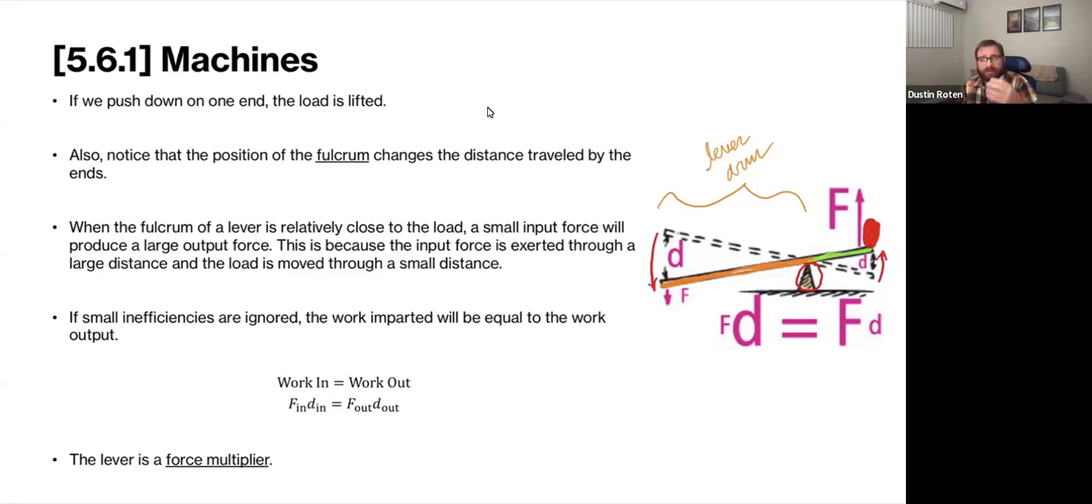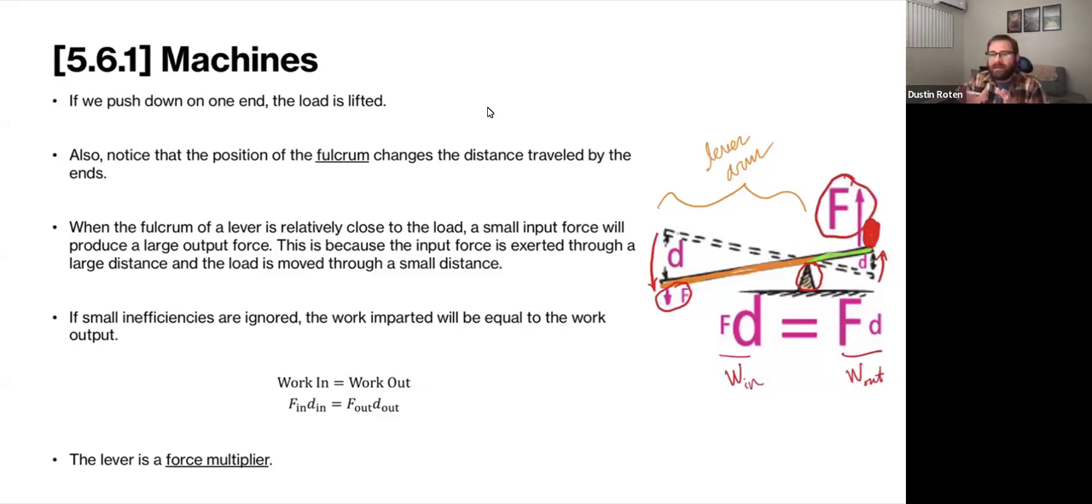What that's going to do is essentially set up the proportions, right? Because we have force times distance, which is work in. We have work out, which is also force times distance, but you'll notice that the proportions are different. Okay, so when this lever is close to the load, a small input force, notice how small my input force is, baby F, will produce a large output force. Notice how big the output force is.